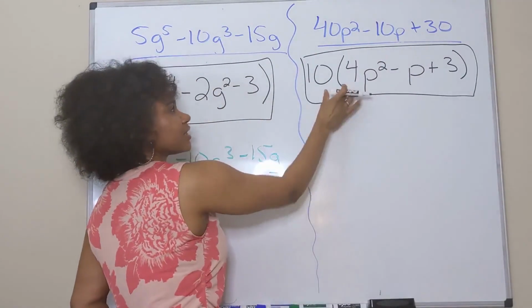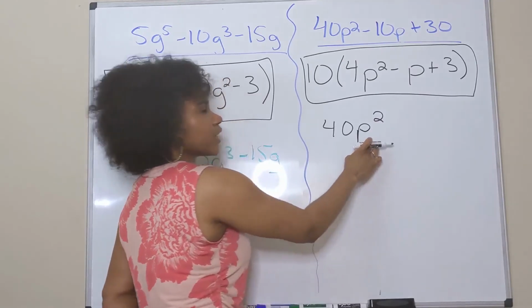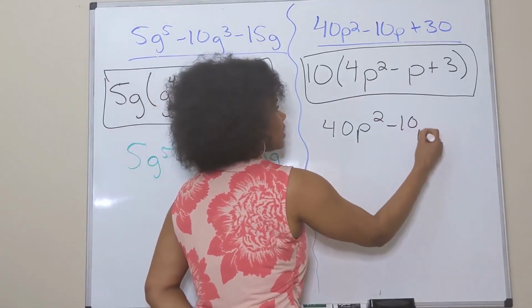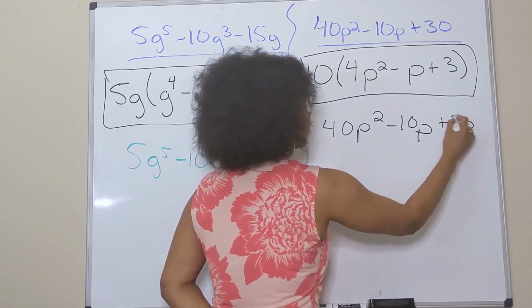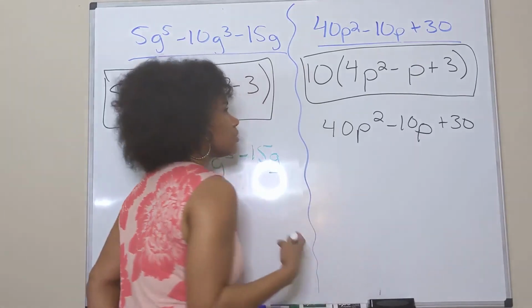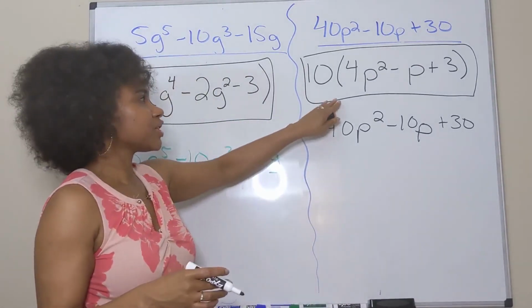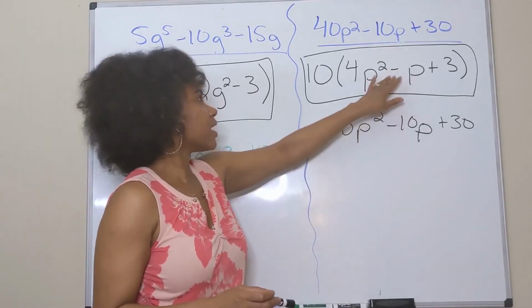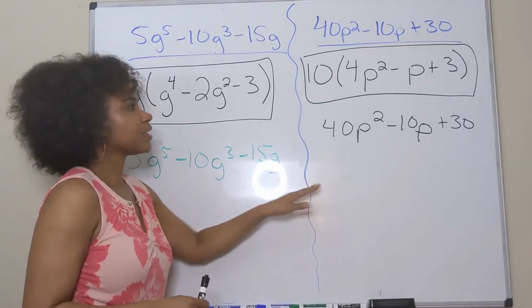Check it. 10 times 4 is 40p squared. Just bring it down. 10 times negative p is negative 10p. And 10 times 3 is 30. Now, of course, when you're doing your own work, you don't have to write out that you checked it, but I would check it mentally just to make sure I factored the expression completely and I've gotten all of my signs correct. All right. And so we factored these two expressions.